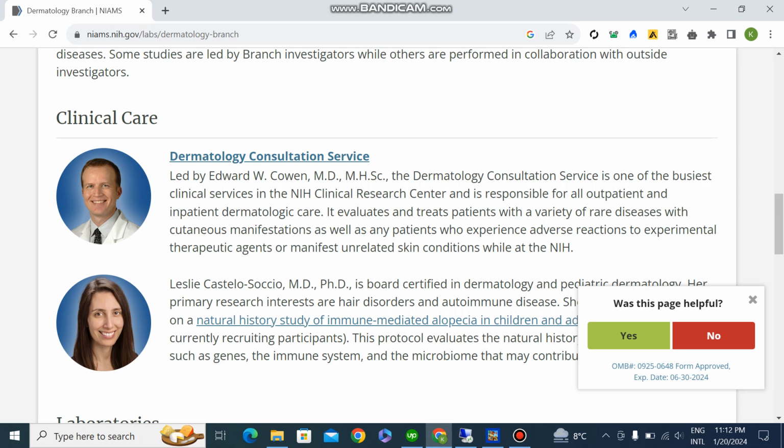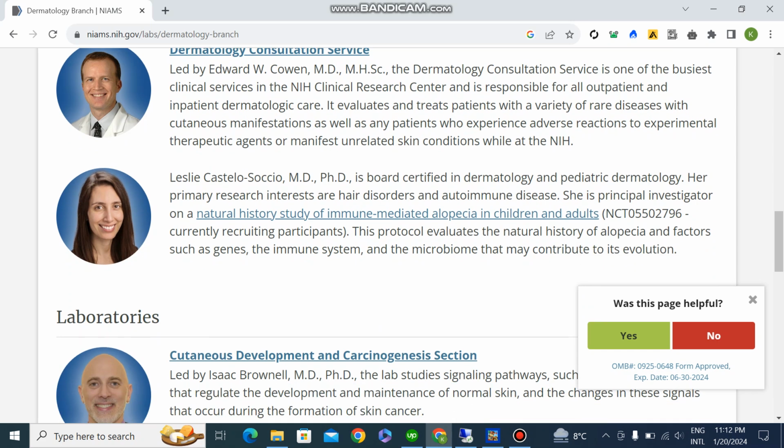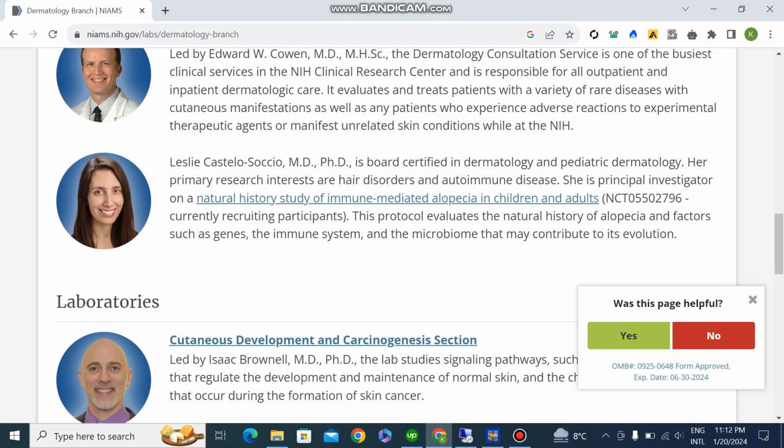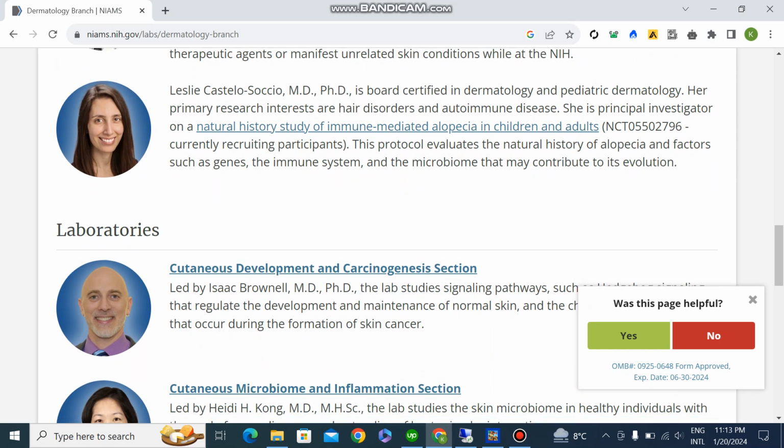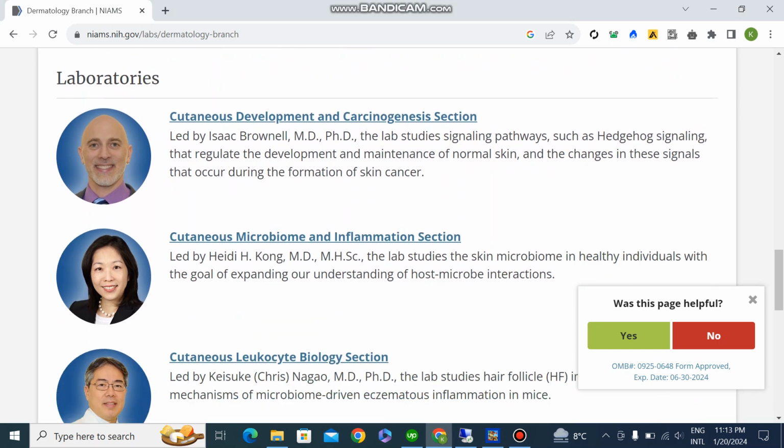Leslie Castelo-Soccio, MD PhD, is board certified in dermatology and pediatric dermatology. Her primary research interests are hair disorders and autoimmune disease. She is principal investigator on a natural history study of immune-mediated alopecia in children and adults. This protocol evaluates the natural history of alopecia and factors such as genes, the immune system, and the microbiome that may contribute to its evolution.